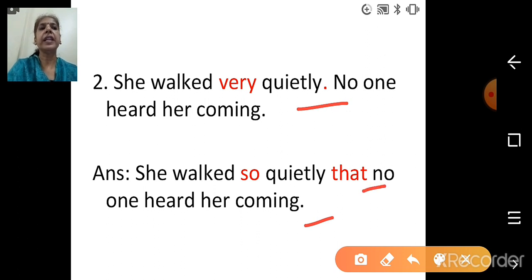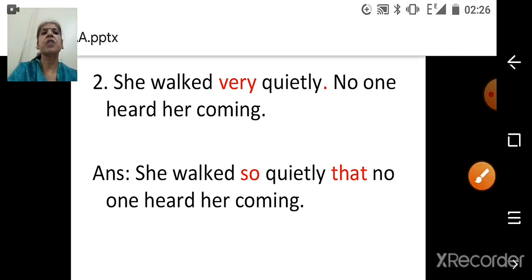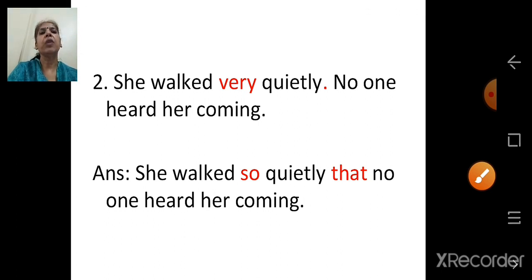And after that, the next letter is small because your N is capital. It is the first letter of the next sentence, but now we are using it as a small letter. So these things also we have to keep in mind. So the answer is she walked so quietly that no one heard her coming.